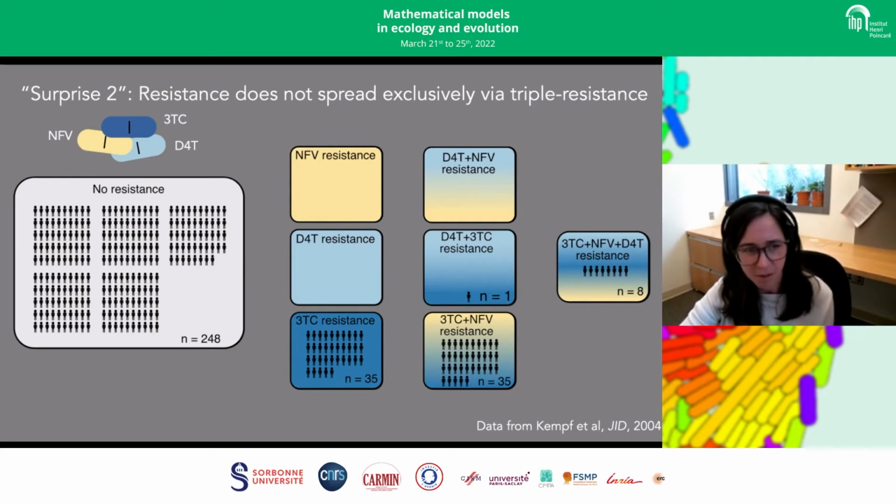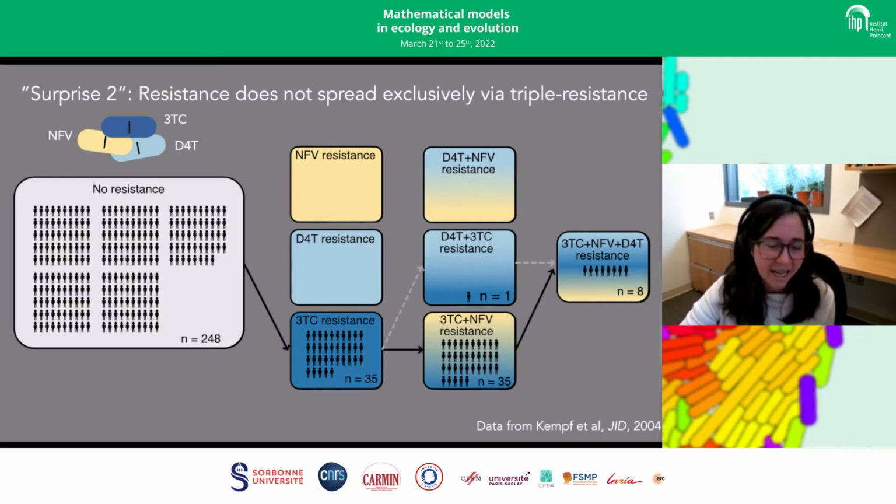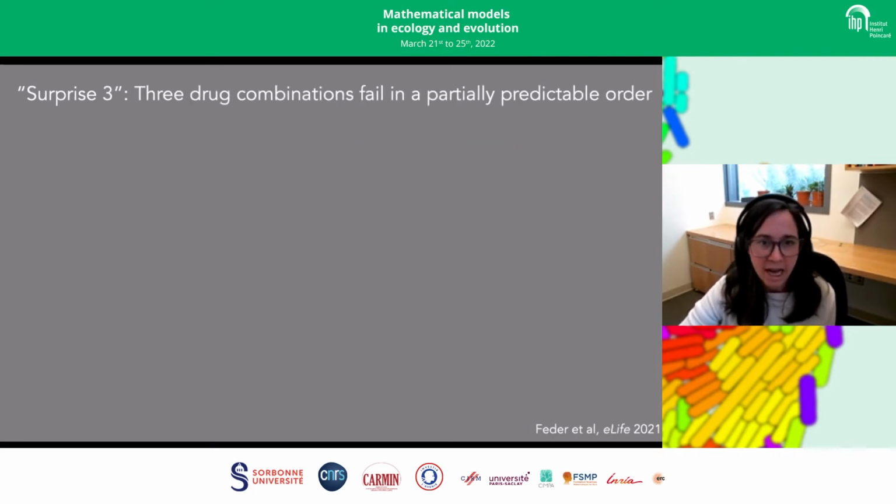Another thing that this plot is sort of suggesting to us is that it looks like there are these semi-predictable walks through this landscape where, this is not longitudinal data, this is a single snapshot. But it's sort of suggesting that first 3TC resistance is acquired, and then NFV resistance is acquired, and then triple drug resistance. And so this is sort of suggesting that there are these semi-predictable pathways through this landscape that might help us figure out why these drug resistance mutations are emerging at all. This is a pattern we observe more broadly, that 3 drug combinations fail in a partially predictable order.